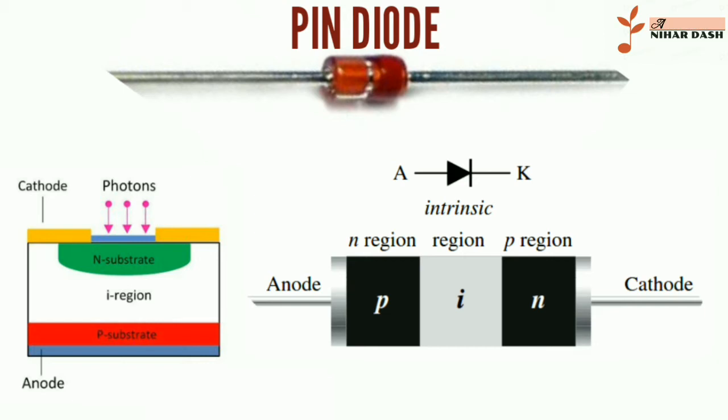The intrinsic region has no free charge carrier. It acts as an insulator between the N and the P-type region. The I region has high resistance, which obstructs the flow of electrons through it. PIN diode symbol. Working of PIN diode.